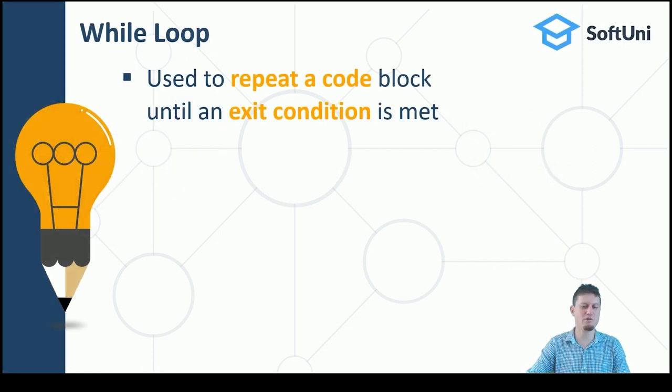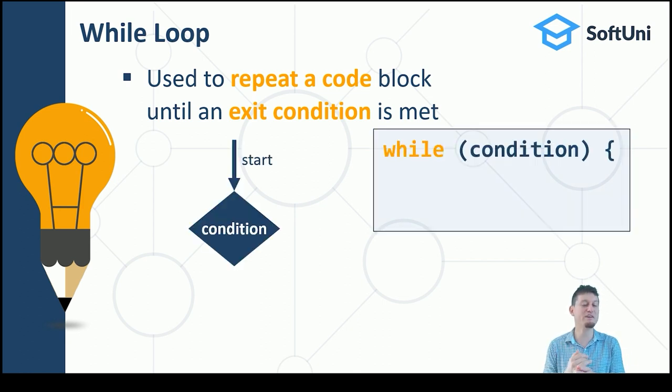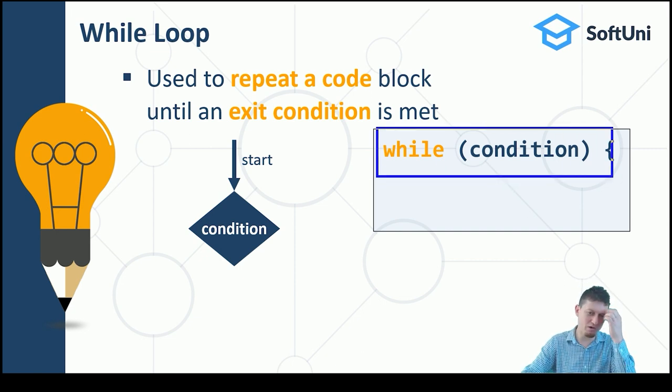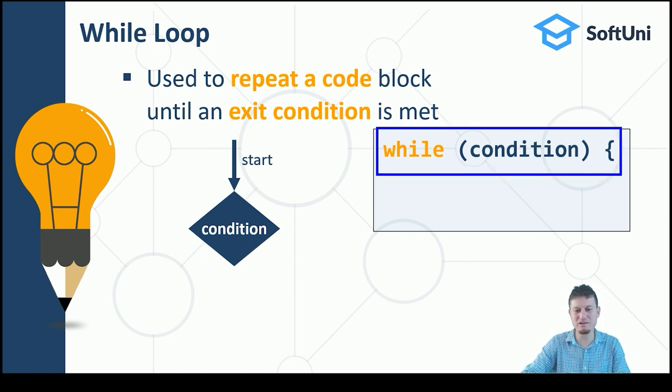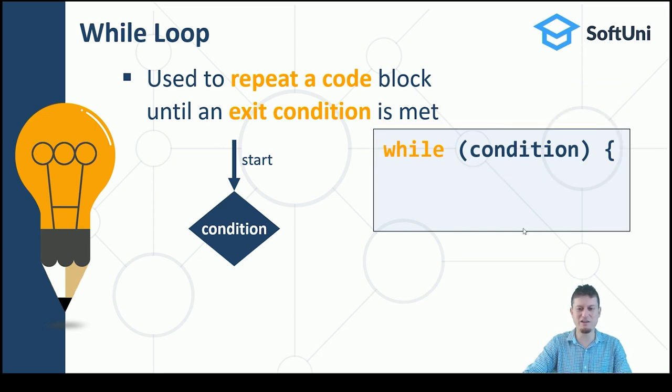I will show you how to use this in Java. So the while loop is used to repeat a block of code until an exit condition is met. This is how it works: while and some condition. For example, while n is less than 5. This is the start. We can have some kind of initialization here before the while loop.